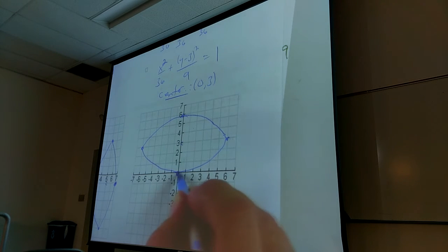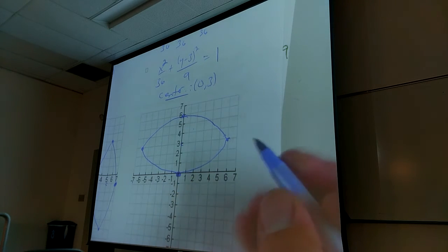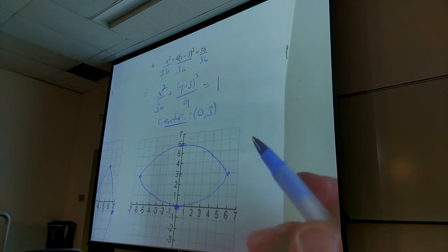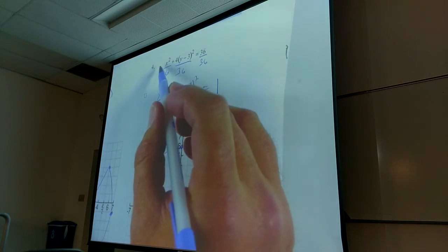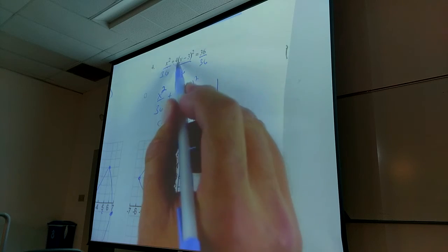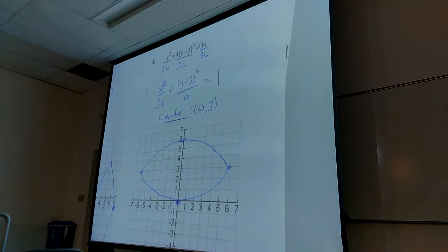What point is this? 0, 0. So if I plug that in, it should do what? It's a point, Jeff. If I plug that point into the equation, it will make it true. So 0 plus 4 times 0 minus 3 squared. Negative 3 squared is 9 times 4 is 36. Yay! So you can always check real quick. Pick a point, check it. I like it. Now, let's take it up to the next level.